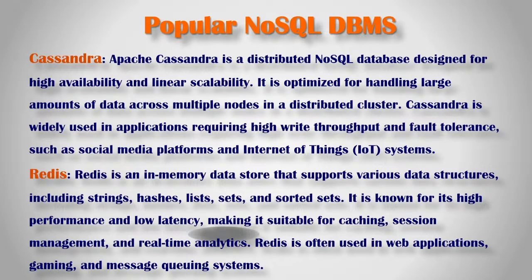Redis is an in-memory data store that supports various data structures, including strings, hashes, lists, sets, and sorted sets. It is known for its high performance and low latency, making it suitable for caching, session management, and real-time analytics. Redis is often used in web applications, gaming, and message queuing systems.